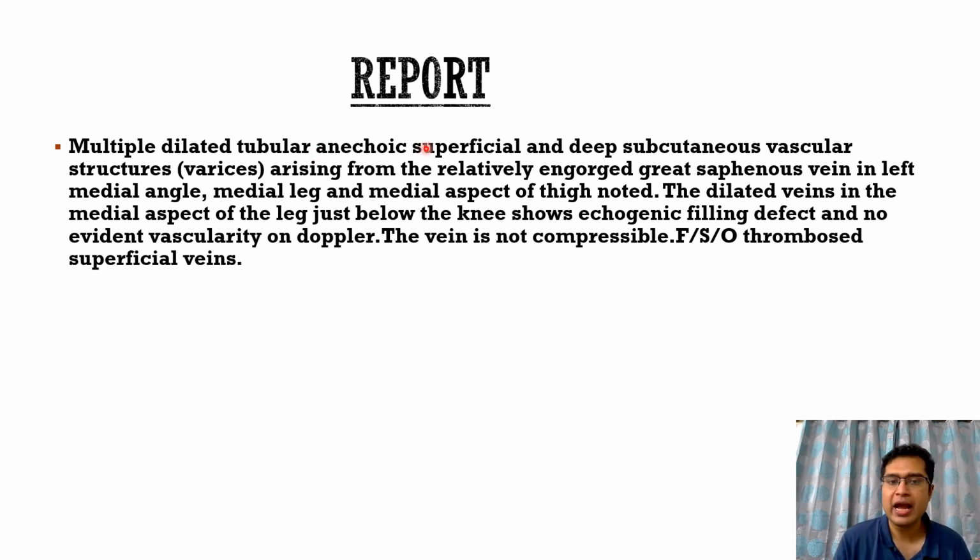Multiple dilated tubular anechoic superficial and deep subcutaneous vascular structures arising from a relatively engorged great saphenous vein, the left medial ankle, medial leg, and the thigh were seen. Dilated veins on the medial aspect of the leg just below the knee showed echogenic filling defects with no evident vascularity on Doppler, suggestive of thrombosed superficial veins.